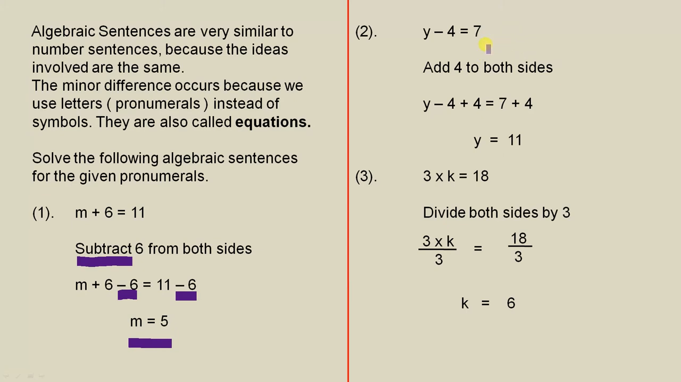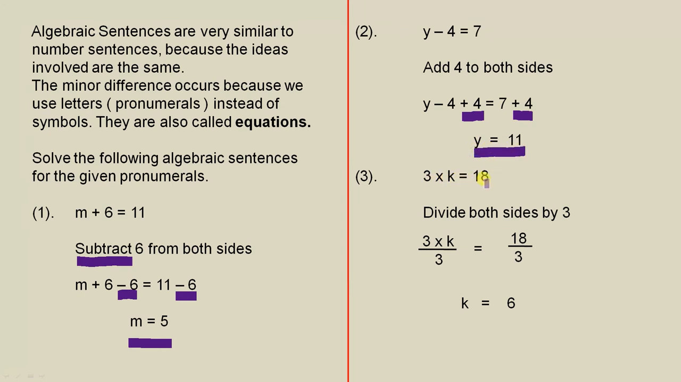y minus 4 equals 7. Because that's a minus sign, add 4 to both sides, because addition is the opposite operation to subtraction. So we've added 4 here and we've added 4 here. The equation is still balanced. That simplifies to y. 7 plus 4 is 11, so y equals 11.